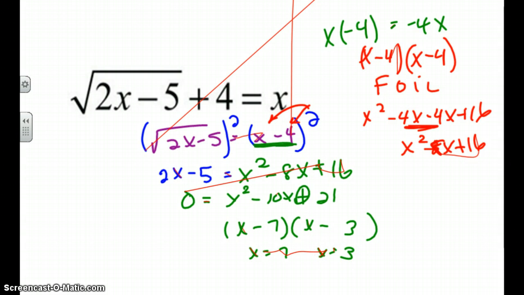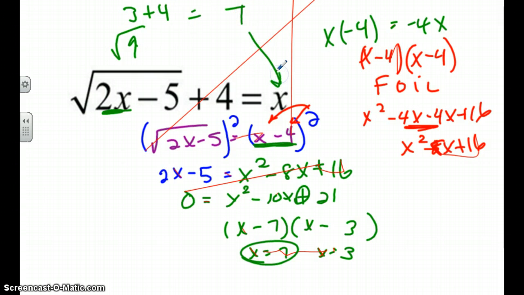Now we might have some extraneous solutions. Extraneous solutions happen when we get a solution, but it simply doesn't check. So let's check the 7 really quick. 2 times 7 is 14. 14 take away 5 is 9. The square root of 9 is 3, and 3 plus 4, I'm checking to see if that's equal to my x value, 7, and it is.